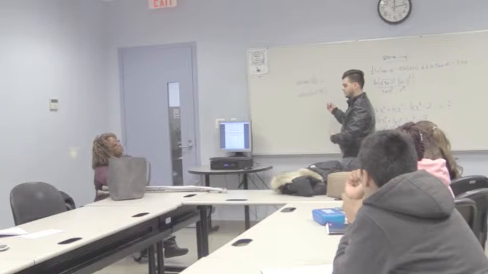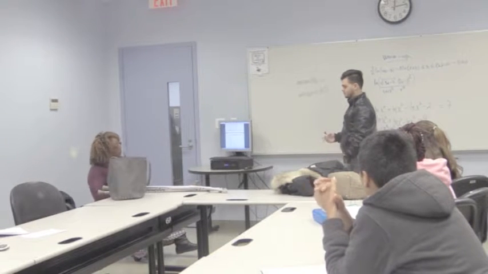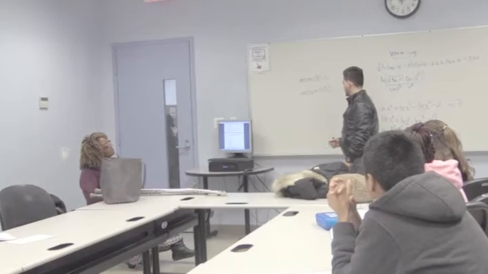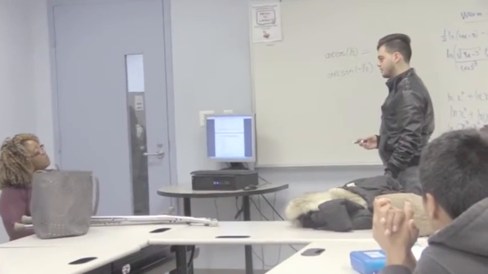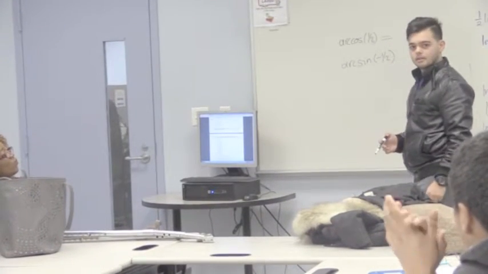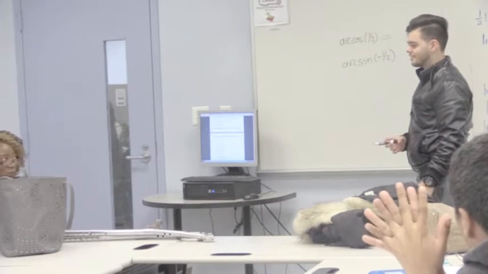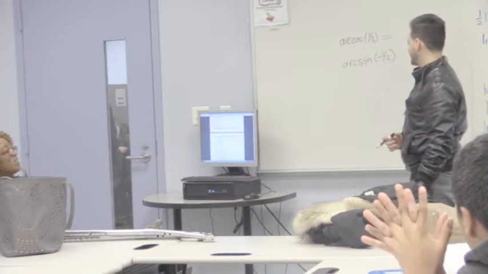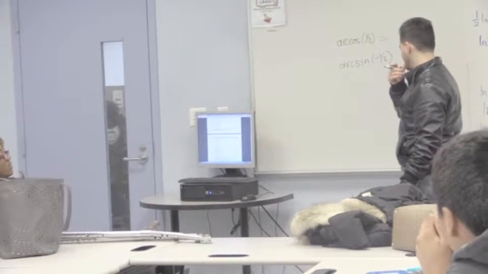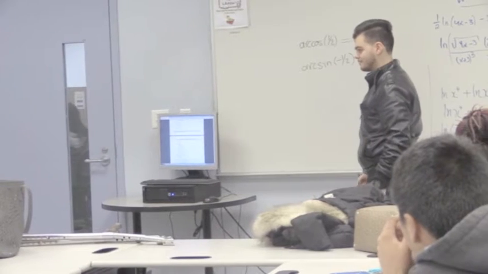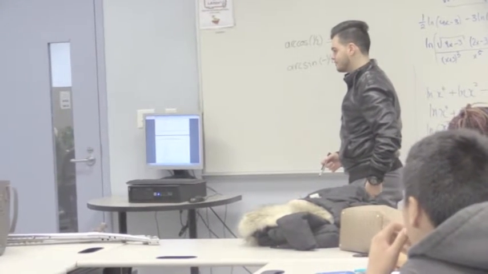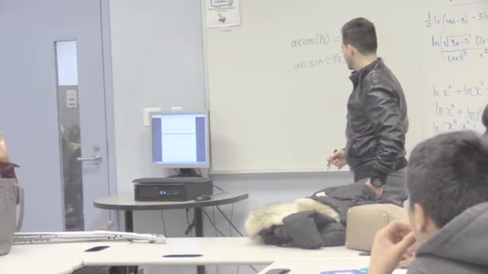From negative pi over 2 to pi over 2. Which is in what quadrant? First and fourth. So where would the negative half be? It would be in the fourth, right? Good. So now you're looking for the angle.